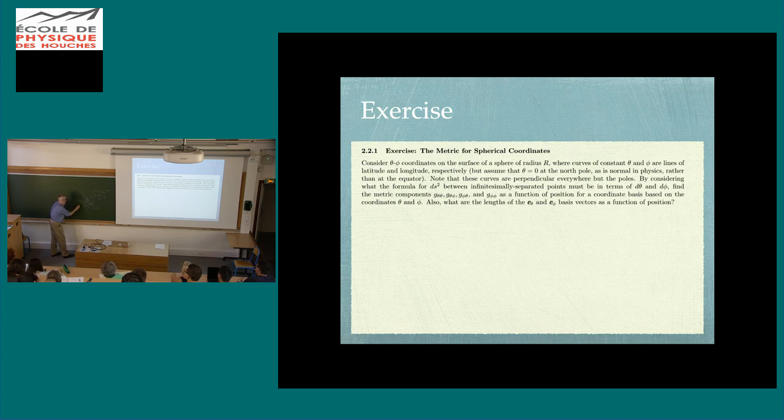So what do we got here then? This is r squared. This is r squared sine squared theta. So the metric, if I write it as a matrix, is going to be r squared, 0, 0, r squared sine squared theta. Good? And that might look familiar if you know the Schwarzschild coordinate system. That's just the angular part of the Schwarzschild coordinate system also.